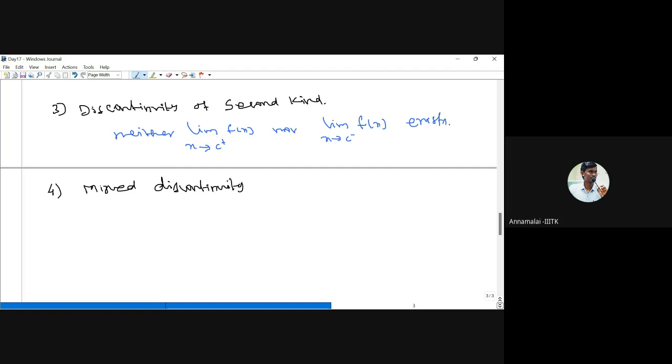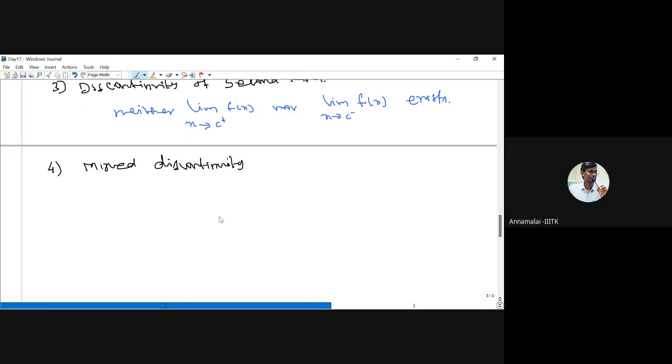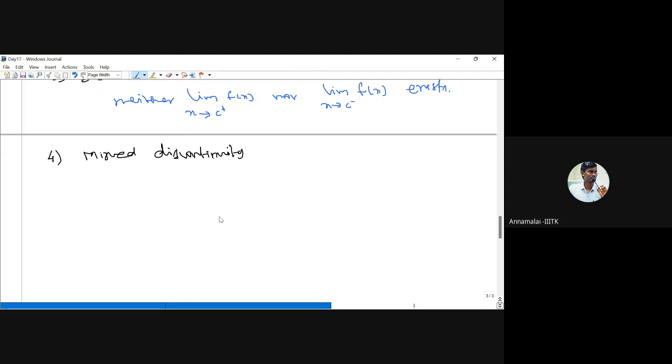So a function is said to have mixed discontinuity at a point c if f has a discontinuity of second kind on one side, and on the other side, a discontinuity of first kind. There are two sides, right hand side and left hand side. At a point c, one side we have a discontinuity of second kind, and the other side a discontinuity of first kind. That is what we call mixed discontinuity. Now we discuss some examples to check whether the function is continuous or not.